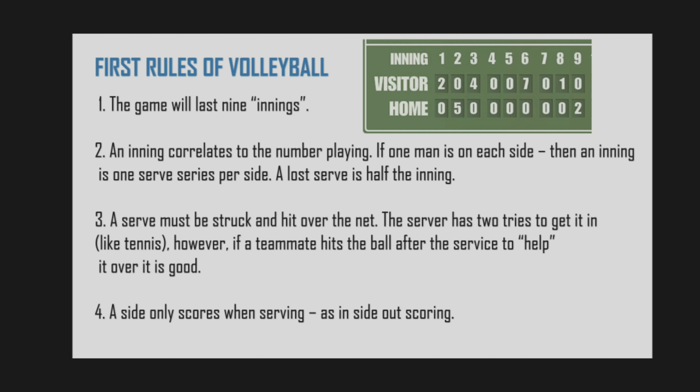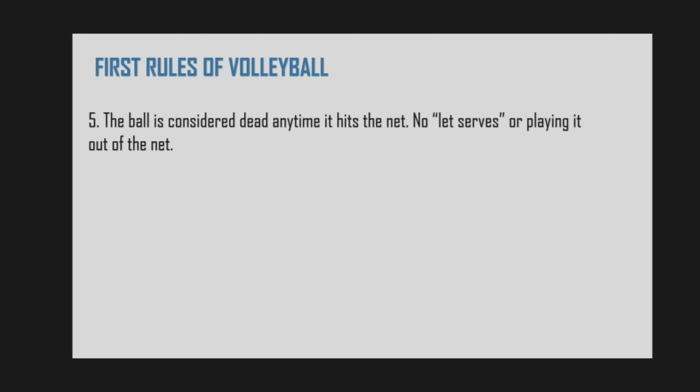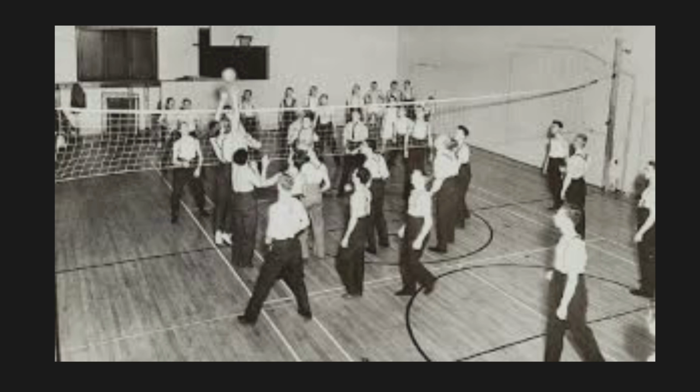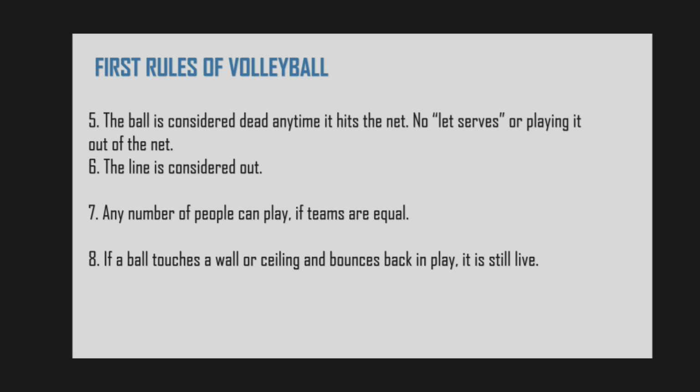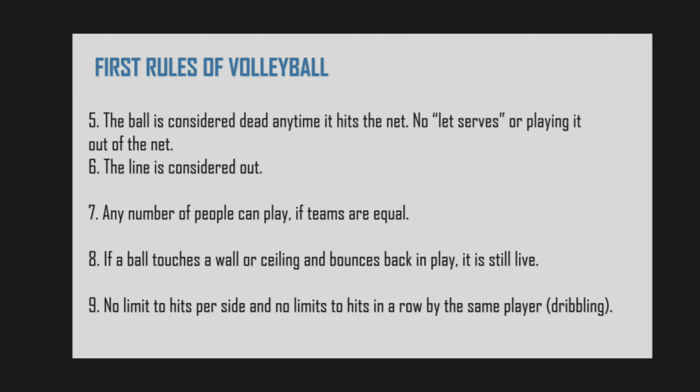4. A side only scores when serving, as in side-out scoring. 5. The ball is considered dead anytime it hits the net. No let serves or playing it out of the net. 6. The line is considered out. 7. Any number of people can play, if teams are equal. 8. If a ball touches a wall or ceiling and bounces back in play, it is still alive. 9. No limit to hits per side and no limit to hits in a row by the same player, or dribbling.